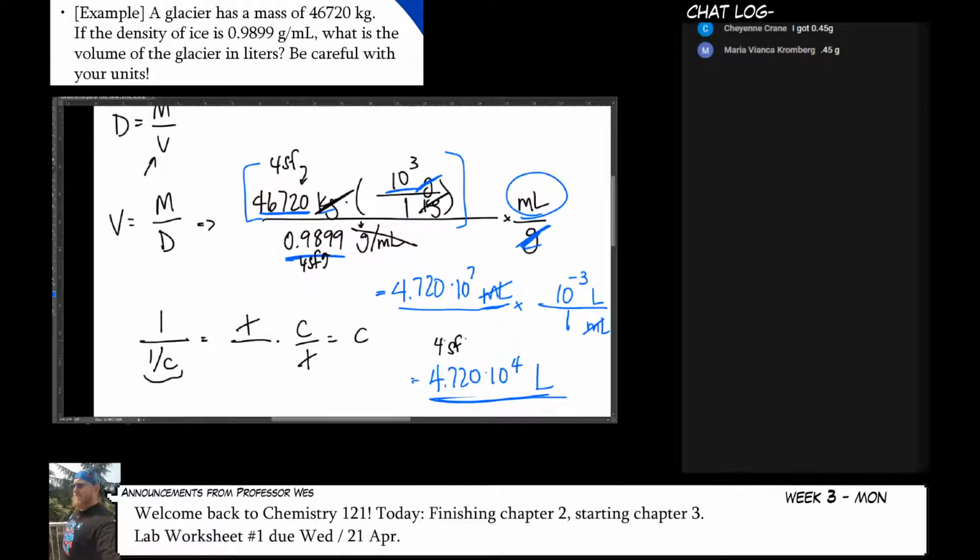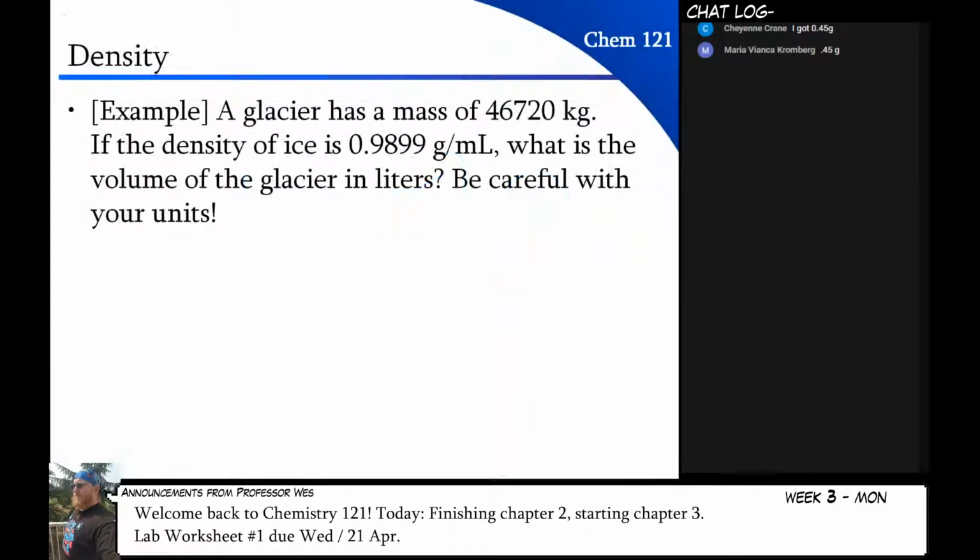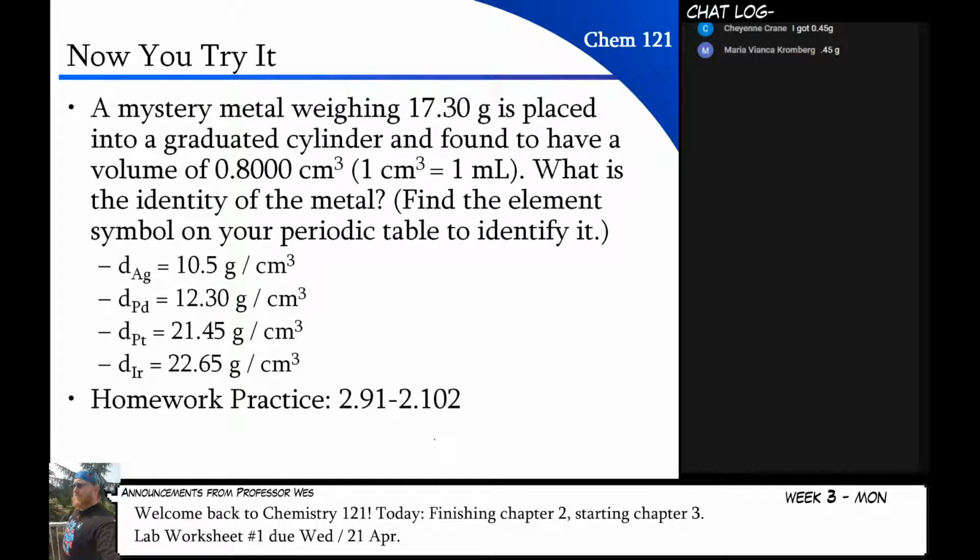All right, those are the examples of density that I have for you. I'm going to go back to this slide here. I'm going to give you this problem for you to try. There's the homework practice at the bottom. So I'm going to give you this mystery metal. The mass of the metal is 17.30 grams. Its volume is that. What is the mystery metal based on the choices on the bottom?